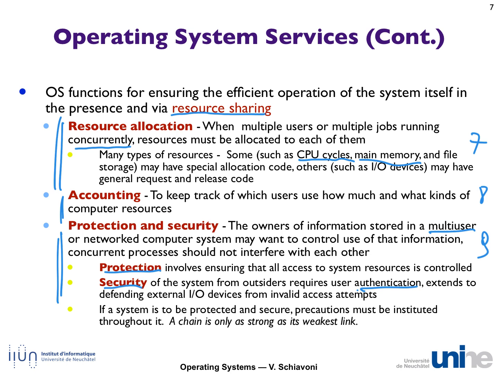One thing that we should remember is that if a system is to be protected and securely operated, you need to install precautions more or less throughout the whole system. As we used to say, a chain is only as strong as its weakest link. As long as there is one possible way to break in, the attackers will try to go there rather than the most secured and protected parts of the OS.